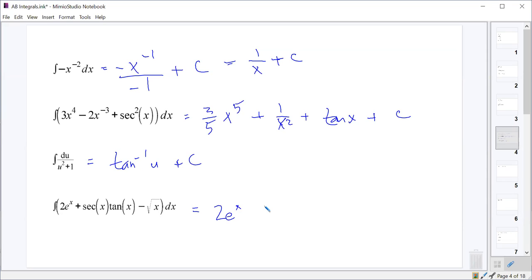Wait, isn't e to the power of 2x equal to 2 times e to the x though? No, the derivative of e to the 2x is 2e to the 2x. Oh. So derivative of e to the x is e to the x. Integral of e to the x is e to the x. Derivative of 2e to the x is 2e to the x. Integral of 2e to the x is also 2e to the x. Good? Everyone good with that or no?